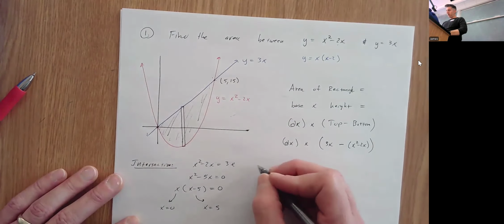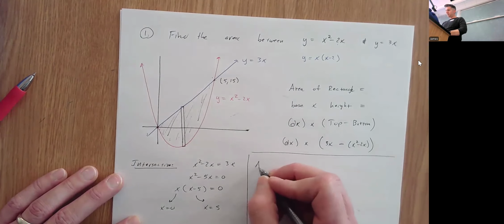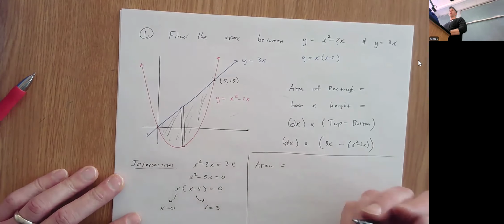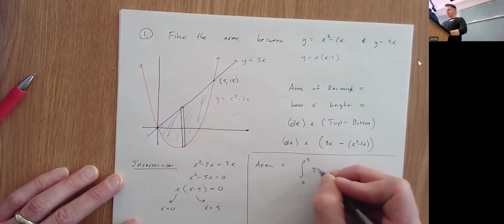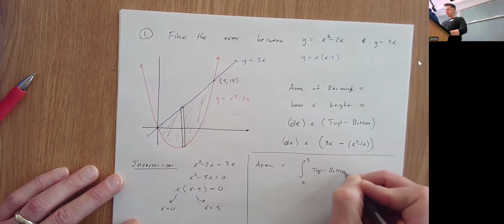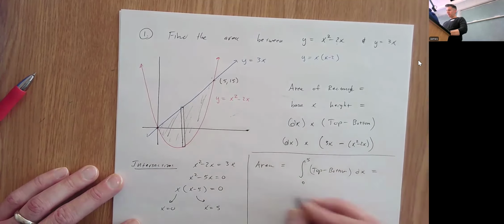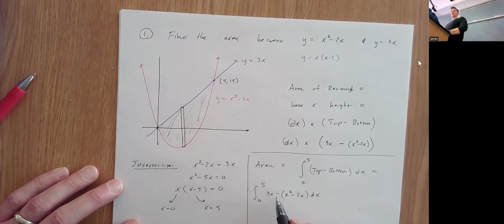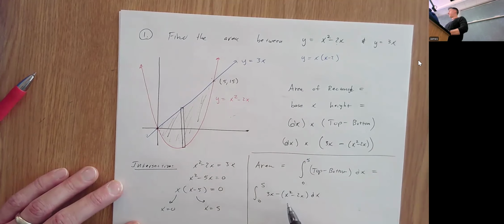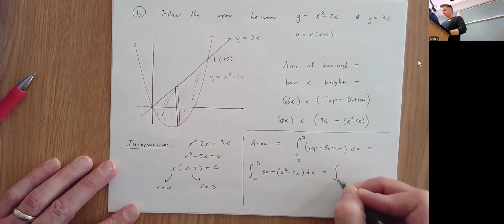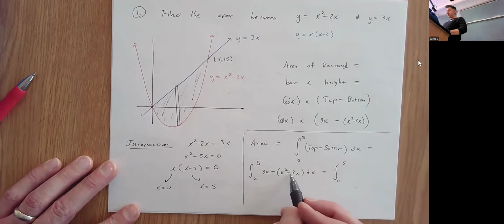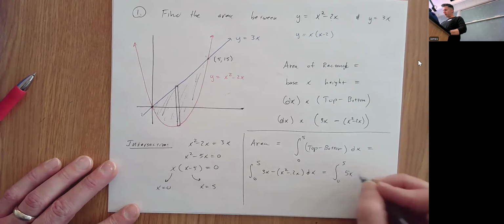So then to find the total area, we're going to, again, add up all the rectangle areas or integrate from 0 to 5, our top minus our bottom, times dx. In this case, that's going to be the integral from 0 to 5 of 3x minus (x squared minus 2x). Do be careful here, right? It's got to be minus the entirety of the lower function, so that if there's more than one term, the minus sign has to distribute. So I would probably simplify before I integrated. I get 3x minus 2x is 5x, minus x squared.